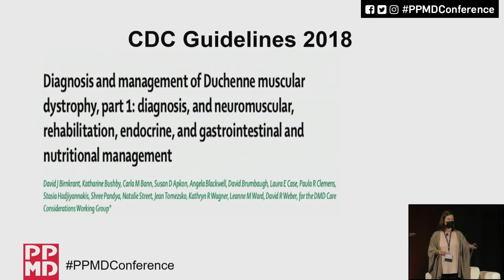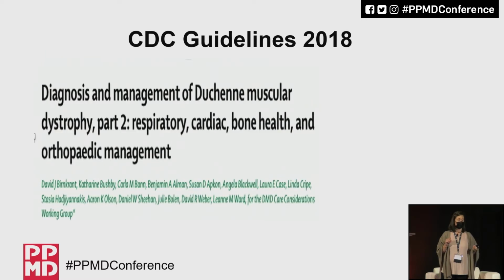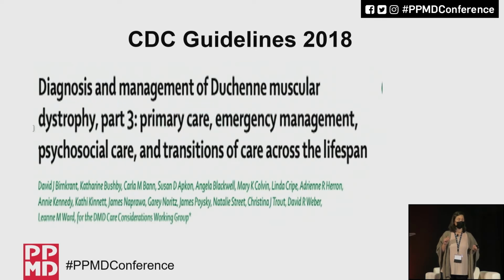So here is just a screenshot of the title. So essentially it's broken down into 3 different academic publications. They are available on our website. Yes, they are dense and heavy reading because they're academic publications. Part 1 is diagnosis, neuromuscular, rehab, endo, gastro, nutrition. Part 2 is lung, heart, bones, and ortho. And then part 3 is primary care, which was an addition in 2018, emergency care, psychosocial care, and transitions in care of lifespan. So care changes as our guys get older and move into adulthood. What are some of those implications? And how do we promote independence throughout the lifespan and that successful transition to adulthood?